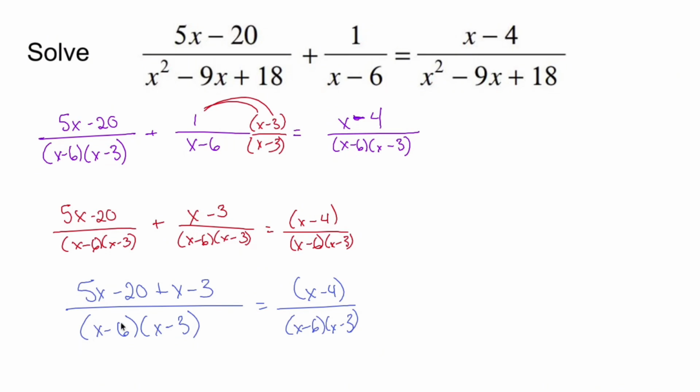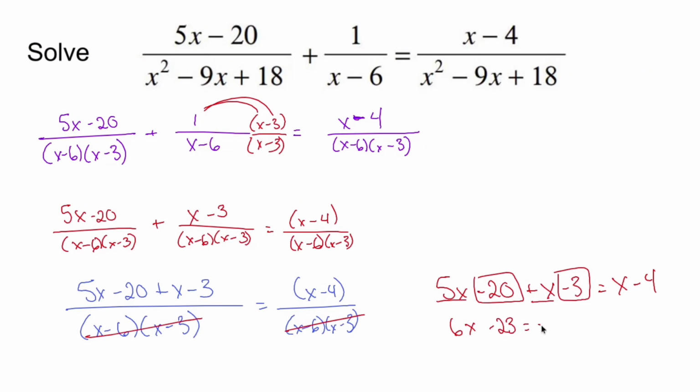What I can do is get rid of these denominators. These denominators aren't necessary anymore because if I have something over a denominator equals something over the same denominator, the denominators are not necessary. So I have 5x minus 20 plus x minus 3 equals x minus 4. Combine these like terms. That gets us 6x, combine these like terms, minus 23 equals x minus 4. Subtract x, 5x minus 23 equals negative 4.